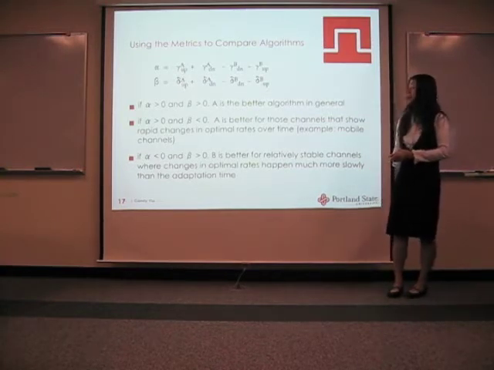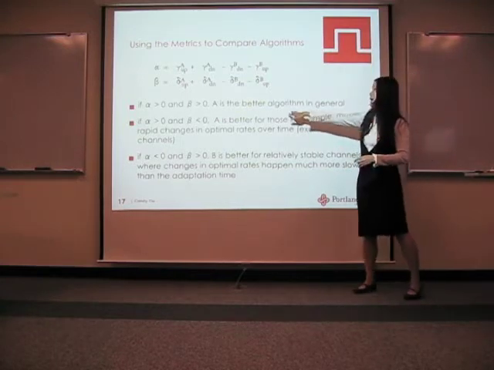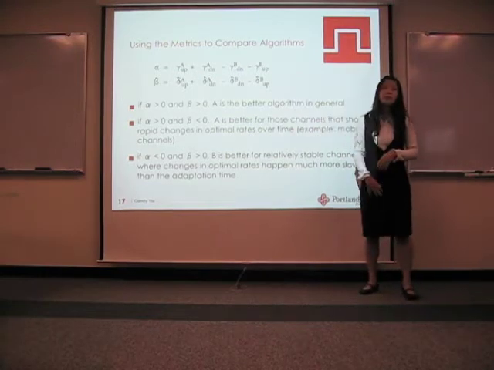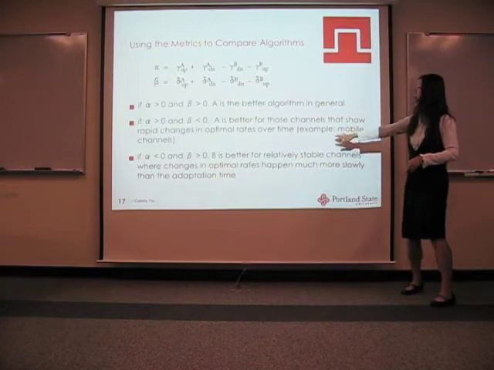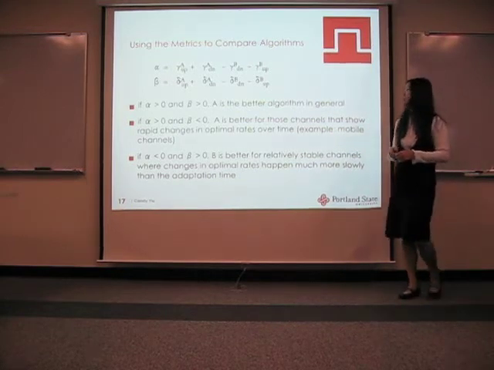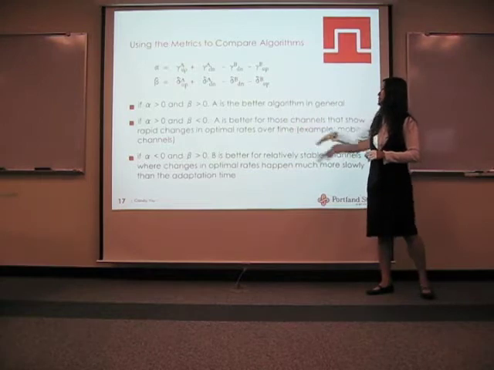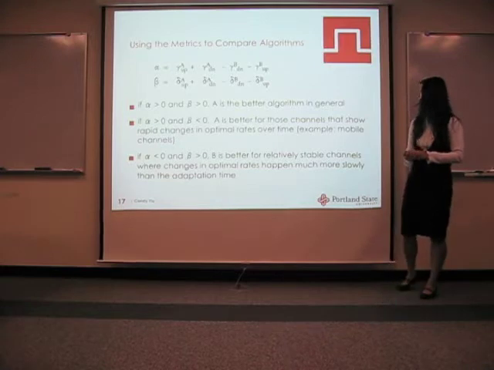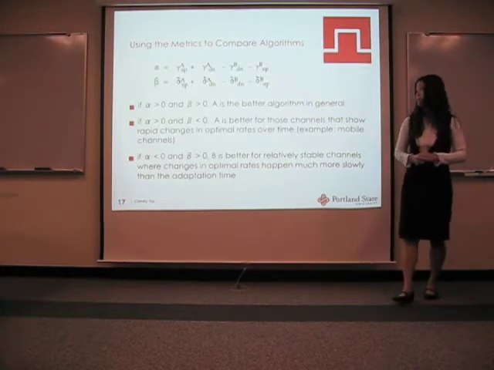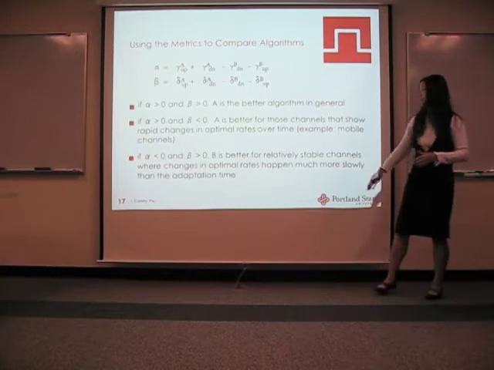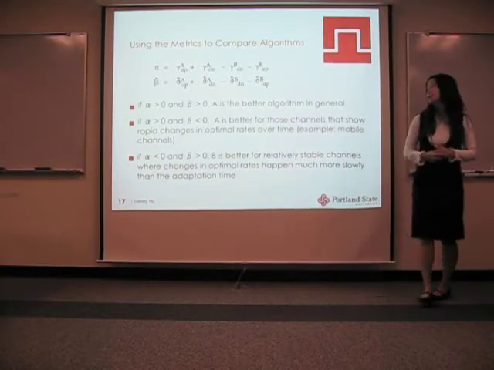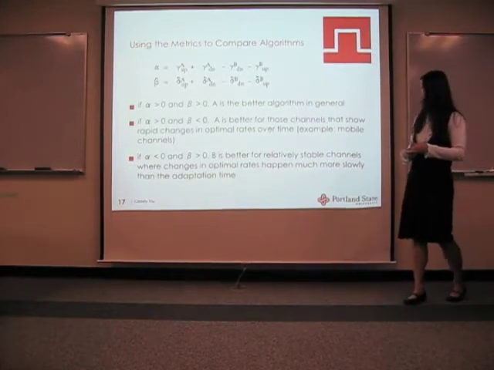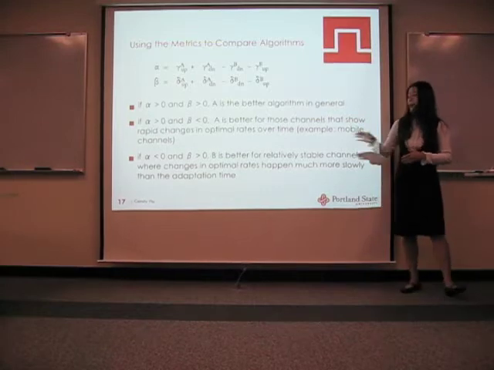As you can see, we can make general statements by looking at the alpha and beta values. If they're both greater than 0, then we say that A is in general better than B. However, if alpha is greater than 0 and beta is less than 0, then we say that algorithm A is better for those channels that show rapid changes in optimal rates, for example in mobile channels. If, on the other hand, alpha is less than 0 and beta is greater than 0, then we say B is better for relatively stable channels where changes in optimal rates happen much more slowly than the application times.